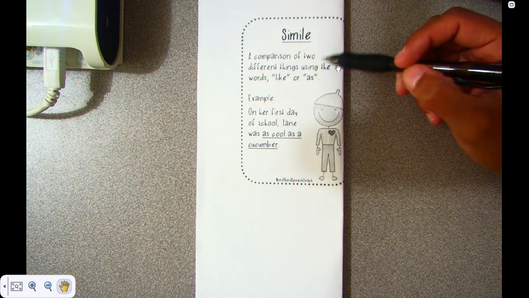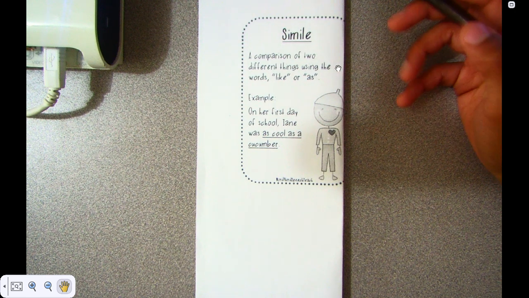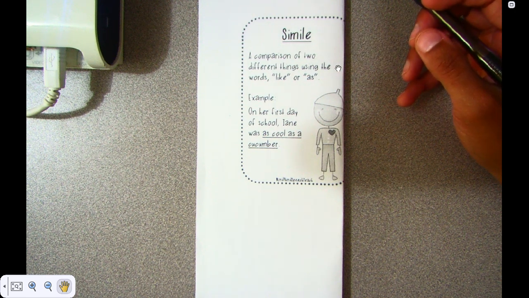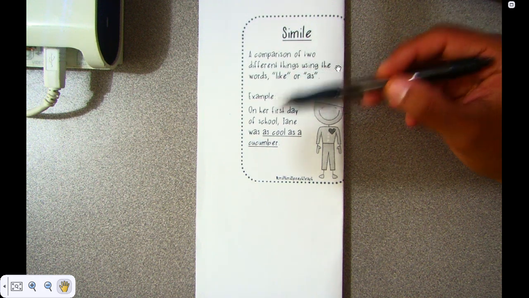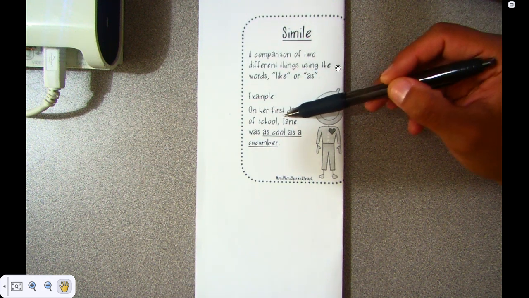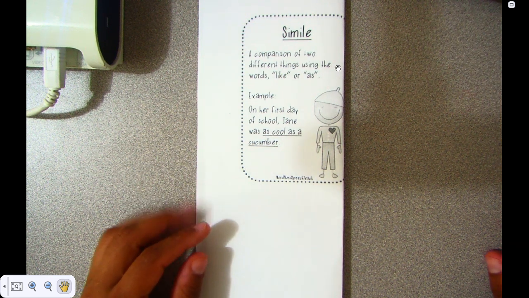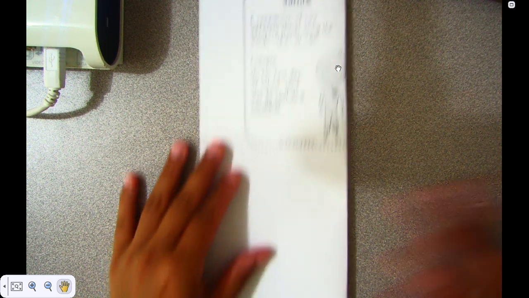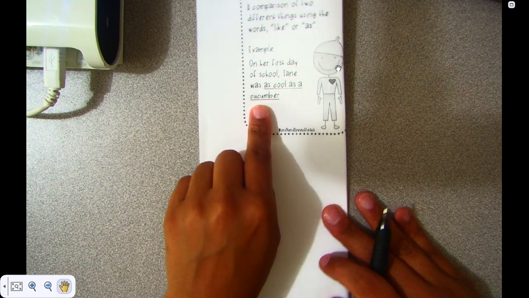And one example of figurative language is a simile. A simile is a comparison of two different things using the words like or as. So a good example, it says, on her first day of school, Jane was as cool as a cucumber. Now, if I look here, I'm already seeing they're comparing Jane to a cucumber.